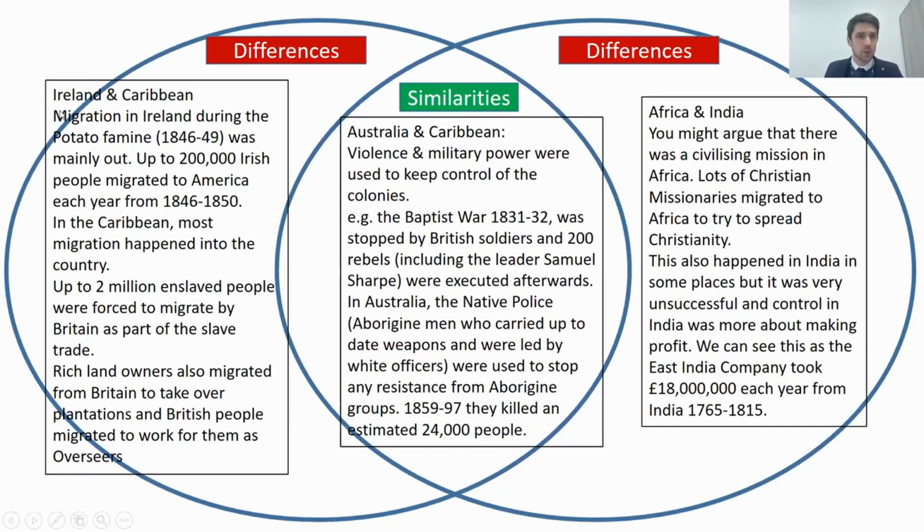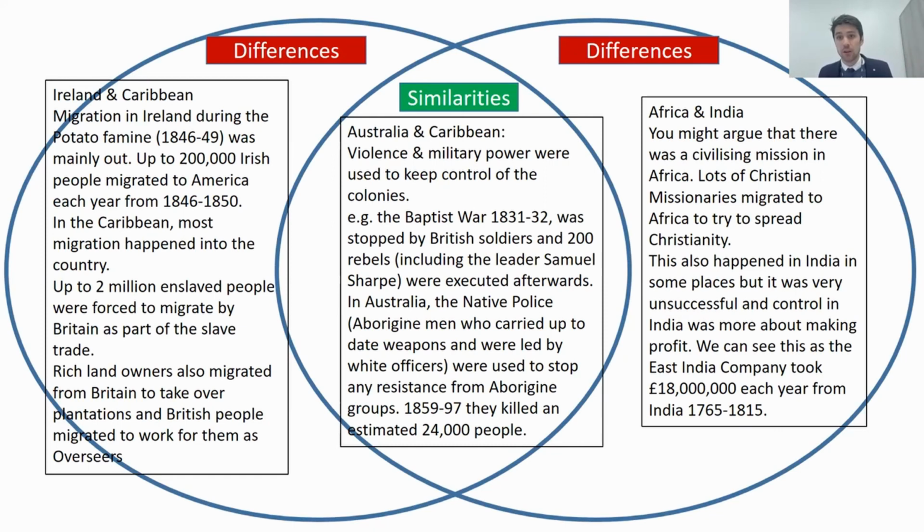So with the islands in the Caribbean, I've compared migration. And I've said, well, in Ireland, during the potato famine, there was lots of migration out of Ireland to America, whereas in the Caribbean, there's lots of forced migration of enslaved people from Western Africa to the Caribbean, the British Caribbean colonies like Jamaica and Antigua and Trinidad and Tobago. But also there's lots of migration of British people, rich landowners who go out there to purchase and run sugar plantations, and also people to work for them, overseers, British people, and things like that.